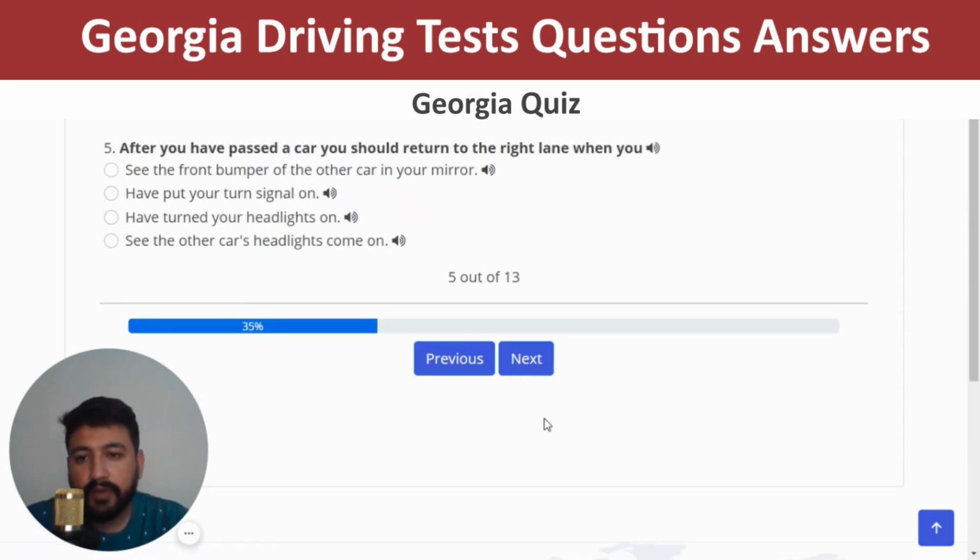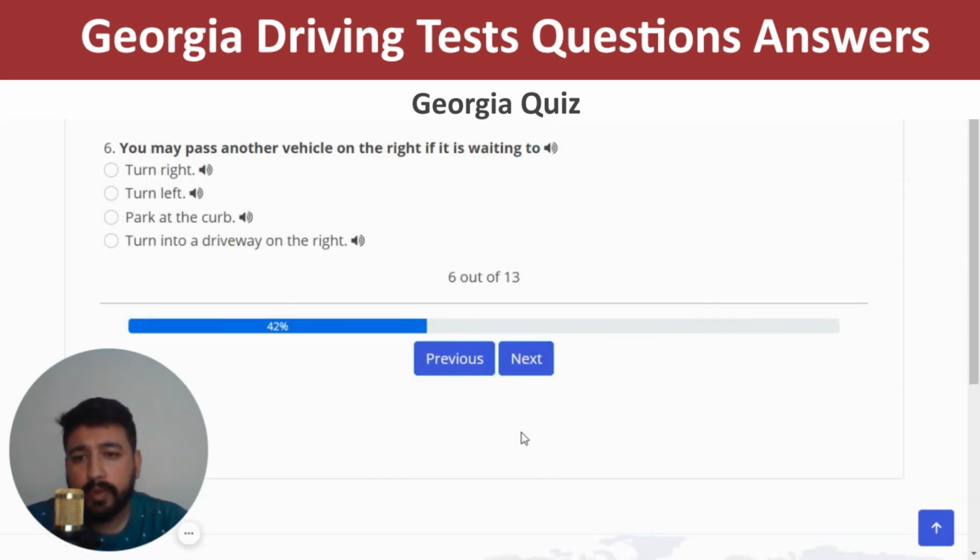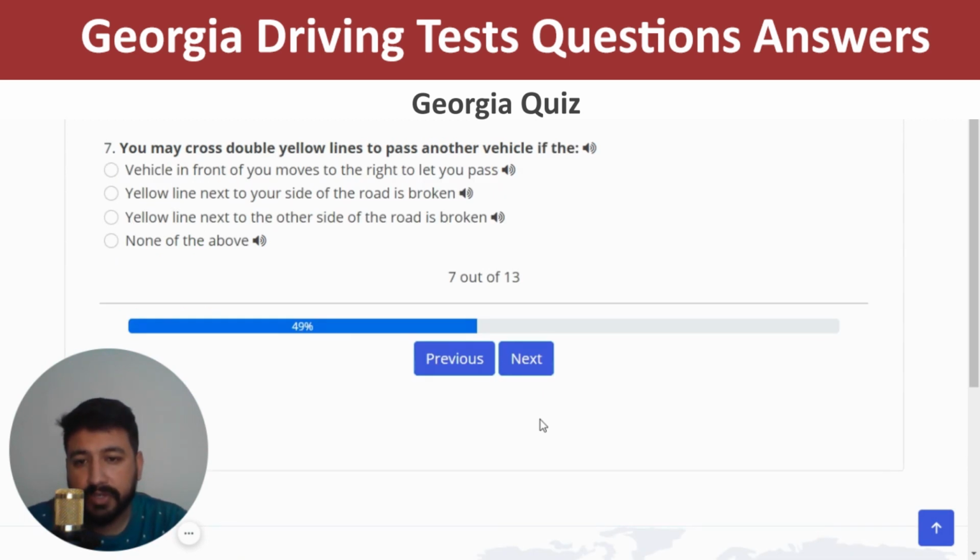Correct, and next. After you have passed a car, you should return to the right lane when you, so it seems like the fourth option is the right one, which is see the other car's headlights come on. Fourth one. Next. You may pass another vehicle on the right if it is waiting for, so the right answer is turn left. Next. You may cross double yellow line to pass another vehicle if the, so the right answer of seventh question is yellow line next to your side of the road is broken.